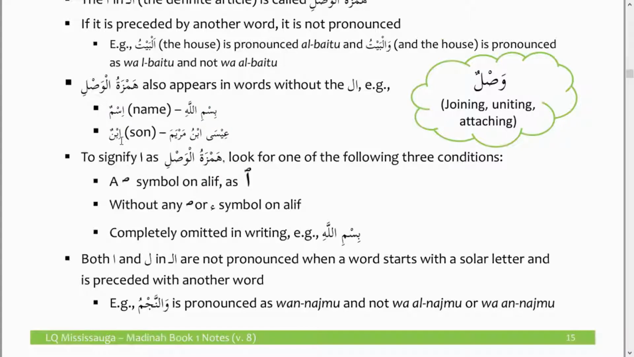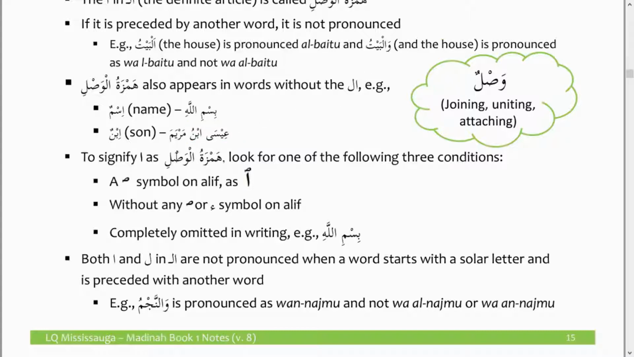Similarly, Ibnun. In Ibnun, the alif is the Hamzatul Wasl, the joining Hamza. Isa bunu Maryam. See, I'm joining these two words. Isa bunu. I'm not saying Isa ibnu Maryam. I'm not saying it like that. I'm saying Isa bunu Maryam.